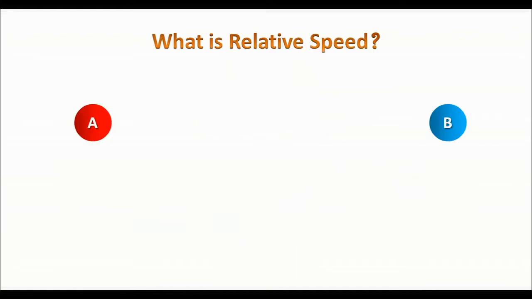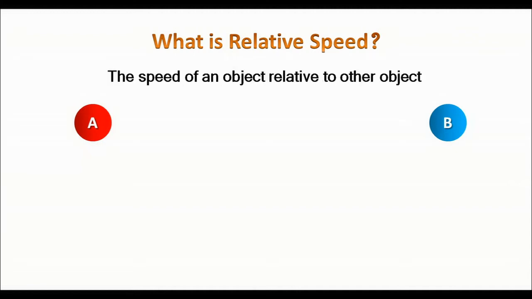In the previous video, we have demonstrated about time, distance and speed and their interrelationship. In this video, we shall explain the basic idea of relative speed or relative velocity. When the speed or velocity of an object is measured relative to other object, it is called relative speed.